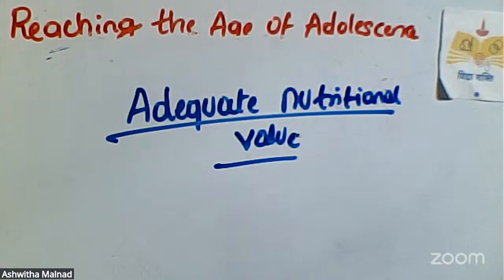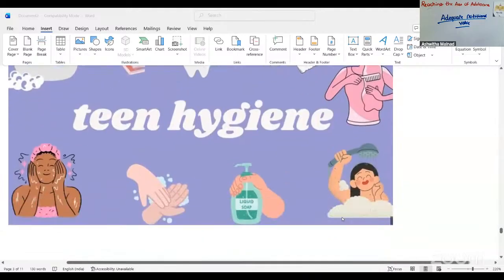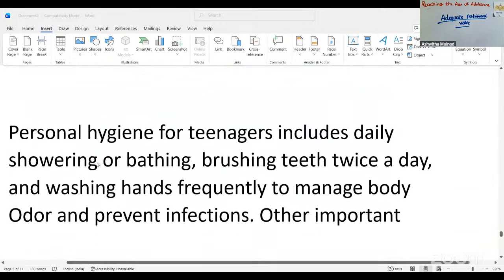The next thing that is very important in our teenage to need a very healthy lifestyle is teen hygiene. Teen hygiene means you have soap, nail cutter, toothbrush, toiletries, combing your hair, showering, body wash, hand wash, and so on. So what does this mean? Personal hygiene for teenagers is very important and includes daily showering or bathing, brushing teeth twice a day.